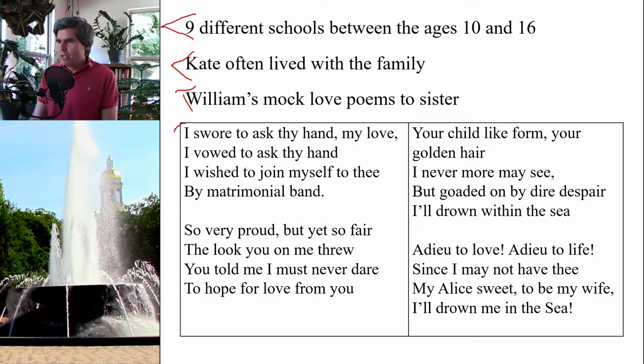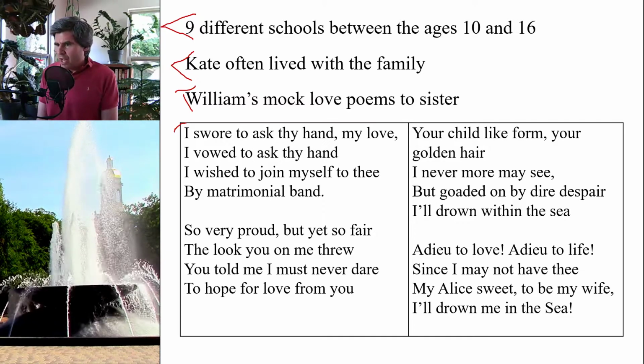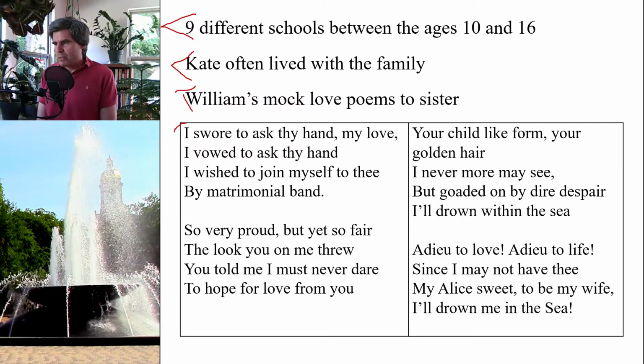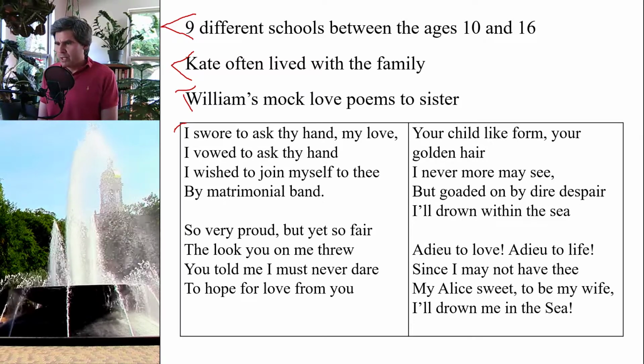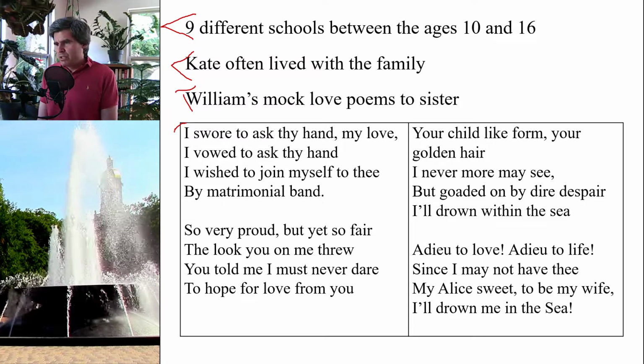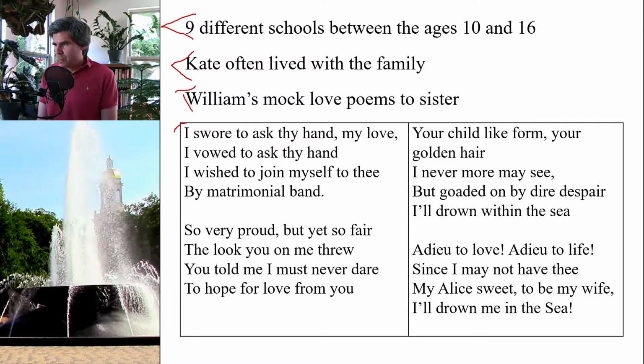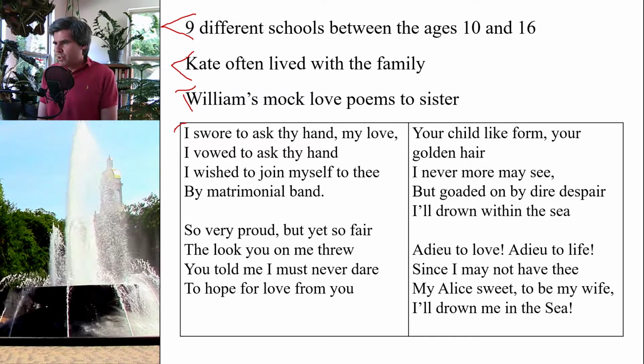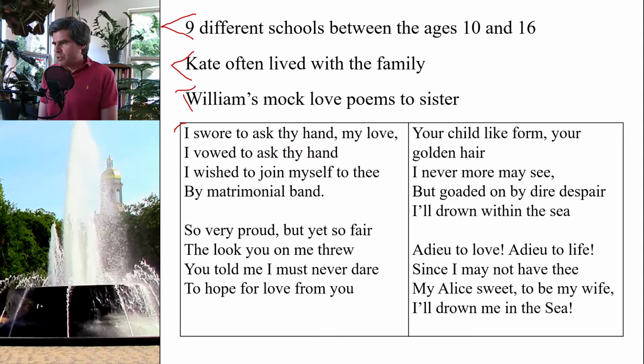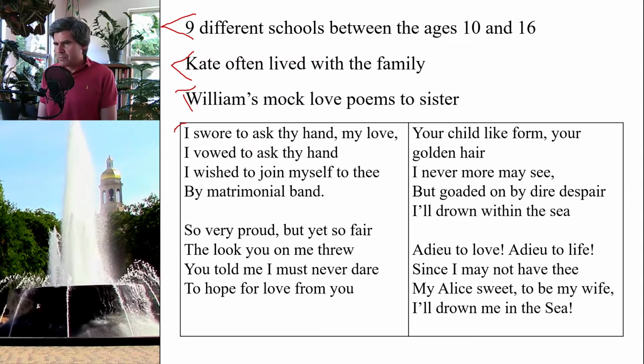He said, I swore to ask thy hand, my love. I vowed to ask thy hand. I wished to join myself to thee in matrimonial band. So very proud, but yet so fair, the look you on me threw. You told me I must never dare to hope for love from you. Your childlike form, your golden hair, I never more may see, but goaded on by dire despair, I'll drown me in the sea. Adieu to love, adieu to life, since I may not have thee, my Alice sweet, to be my wife, I'll drown me in the sea.